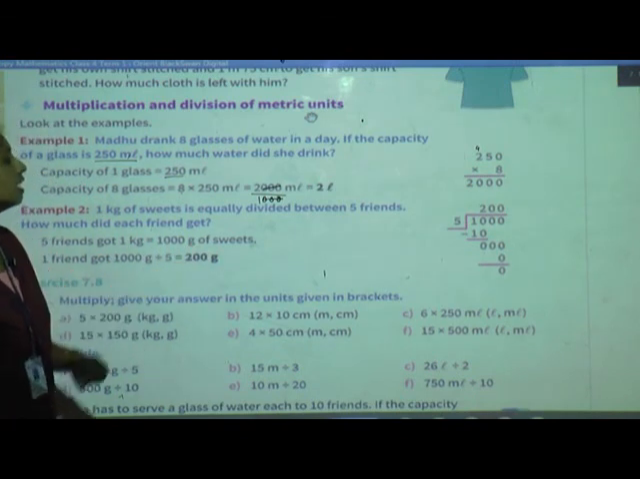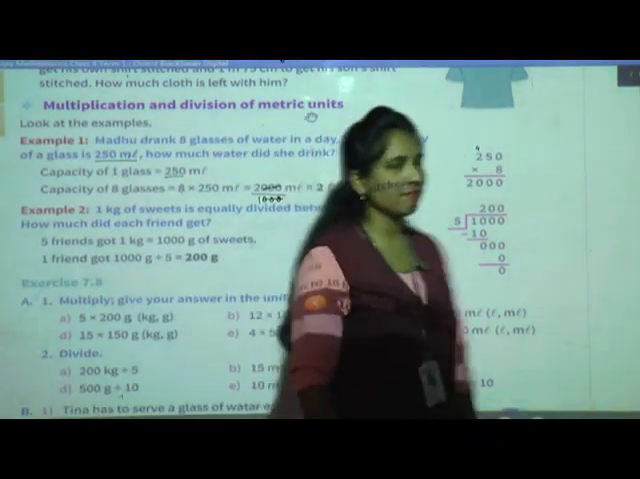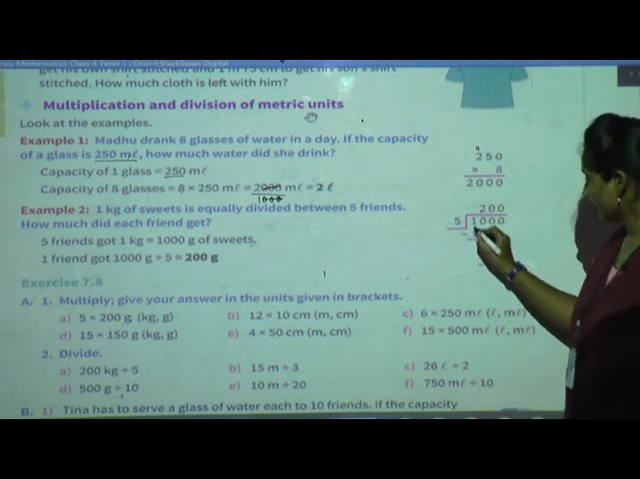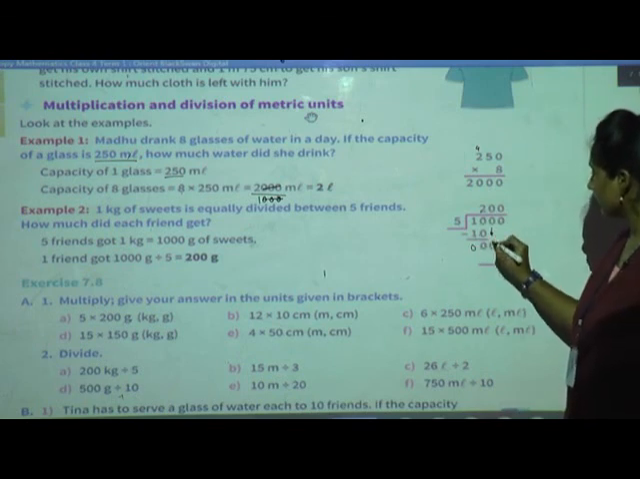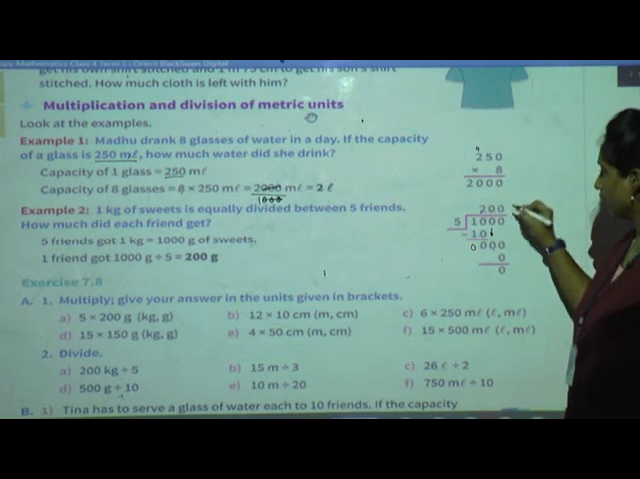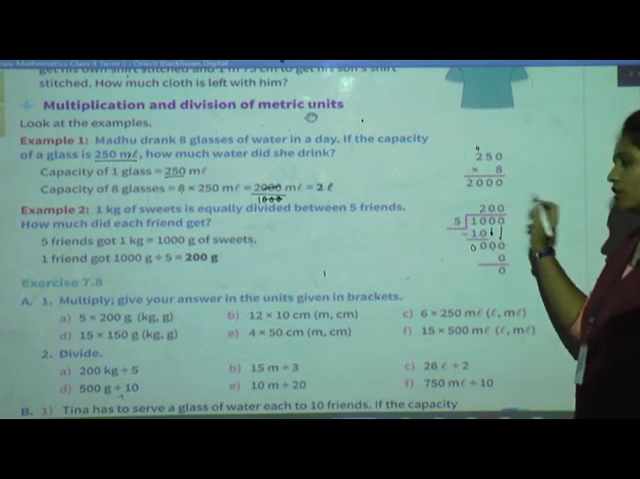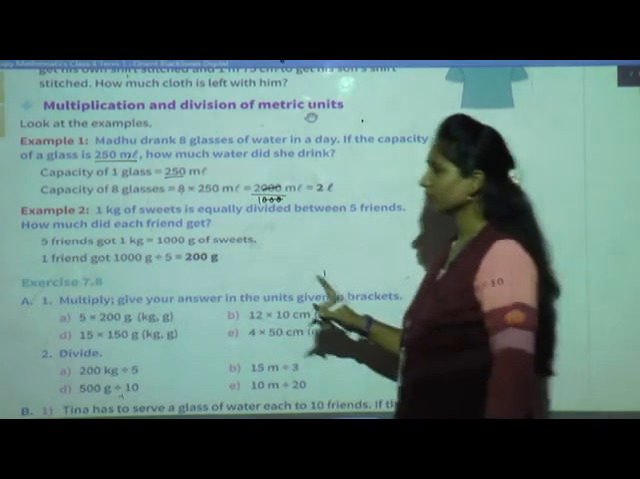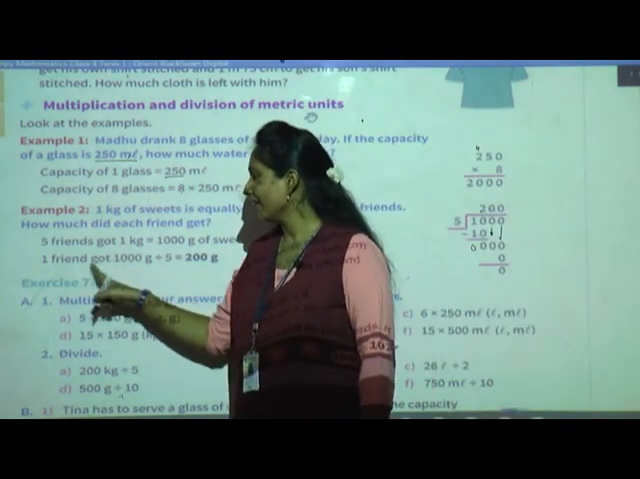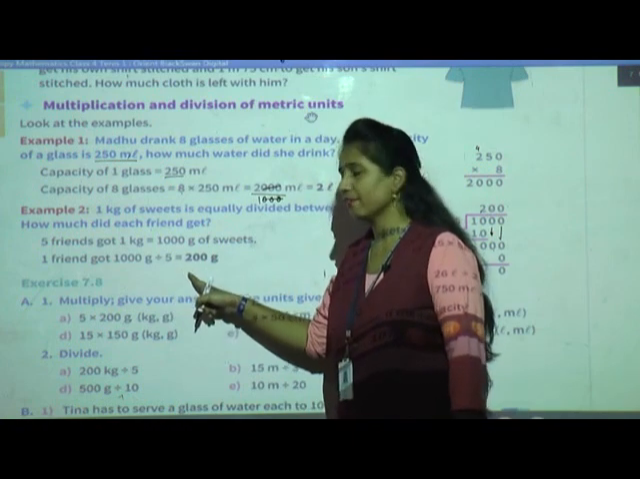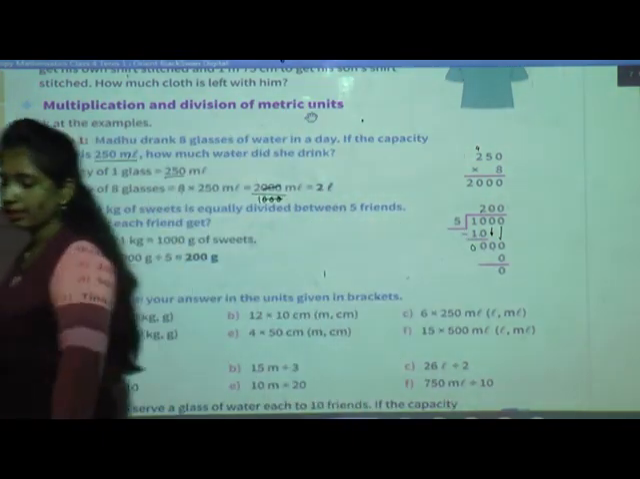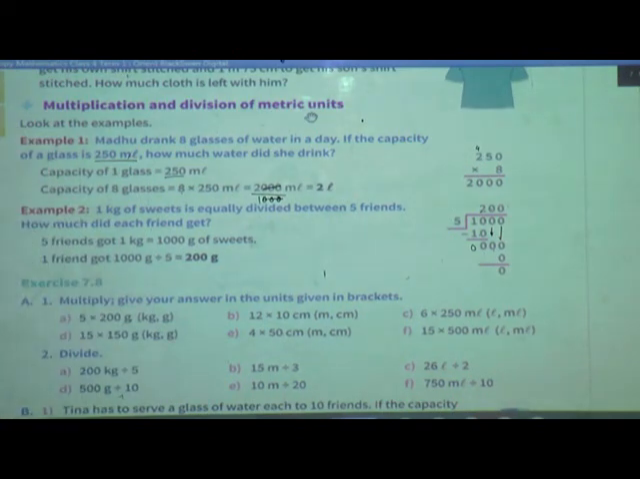5 friends got 1 kg is equals to 1000 gram of sweet. So 1000 gram when we divide into 5 friends, see 5 twos are 10, 0, 0. Bring down 0, we cannot divide, so give 0. Again bring down 0, we cannot divide, so give 0. So what is the answer? 200. So when we divide, one friend got 1000 gram divided by 5 means 200 gram. Clear till here? Understood? Yes?